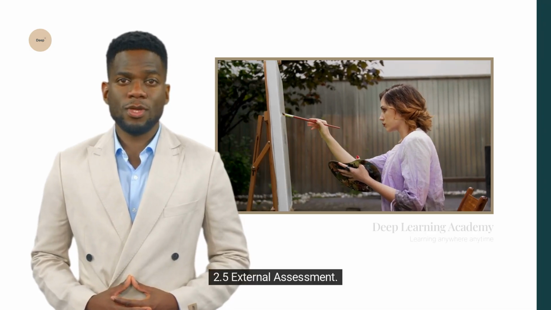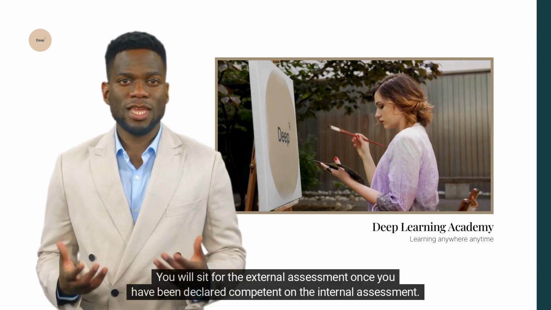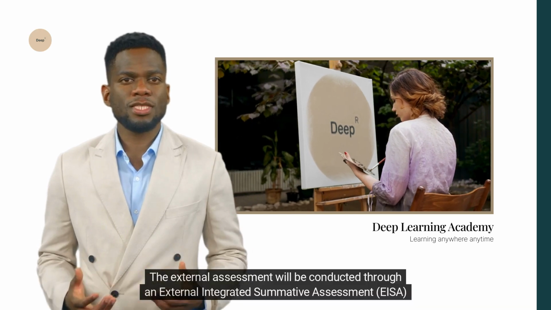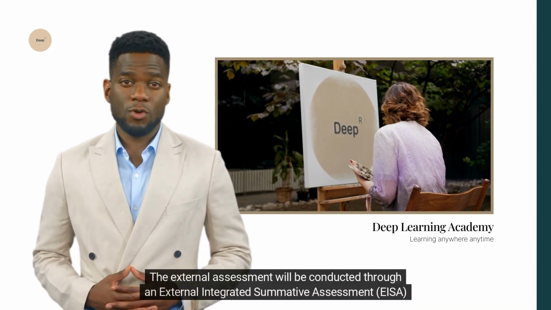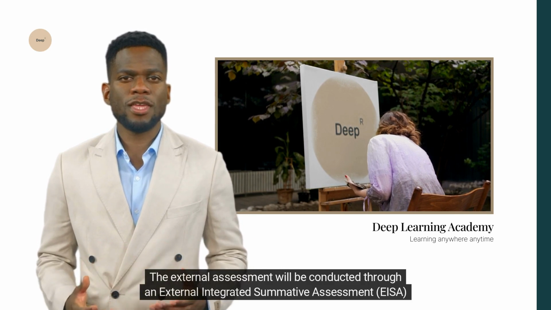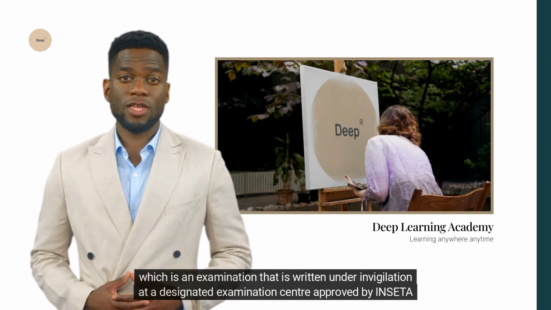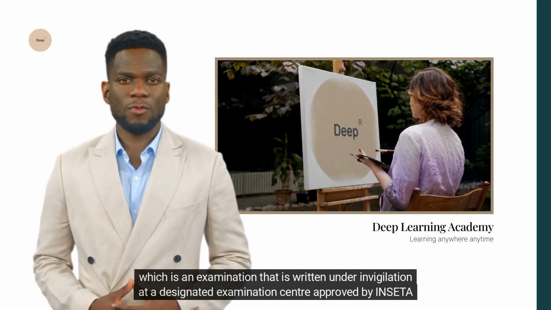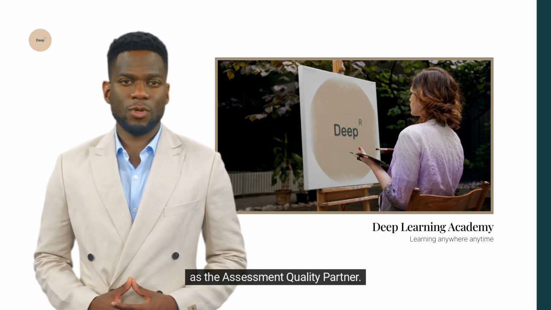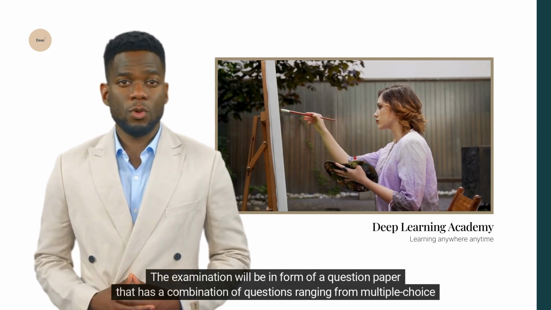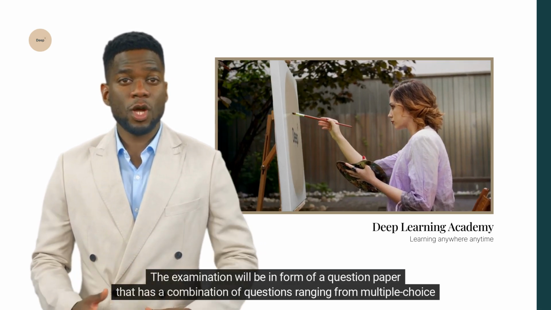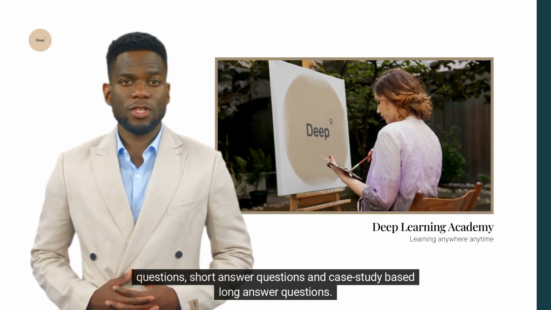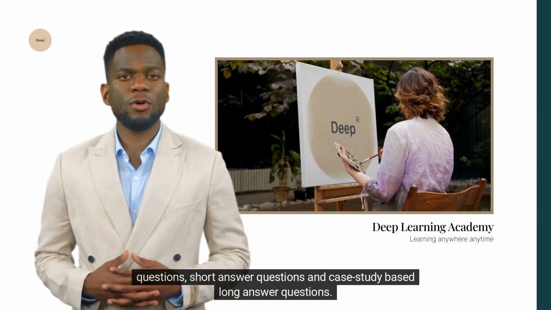2.5 External Assessment. You will sit for your external assessment once you have been declared competent on your internal assessment. Your external assessment will be conducted through an External Integrated Summative Assessment, EISA, which is an examination that is written under invigilation at a designated examination center approved by INSETA as your assessment quality partner. Your examination will be in the form of a question paper that has a combination of questions, ranging from multiple choice questions, short answer questions, and case study-based long answer questions.